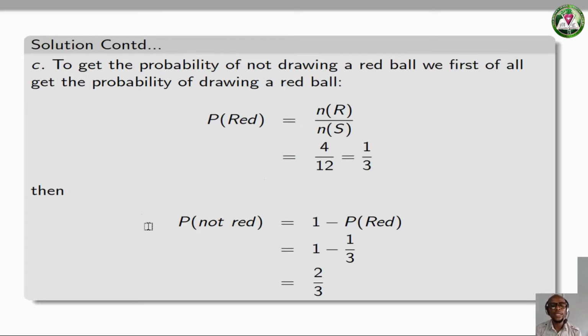Then going to the main question, which asks for the probability of not picking a red ball. The probability of not picking a red ball is going to be 1 minus the probability of picking a red ball. And the probability of picking a red ball is 1 over 3. That means probability of not red equals 1 minus 1 over 3, which is 2 over 3. So the probability of not picking a red ball is 2 over 3. The main thing here is that when you're asked to find the probability of an event not happening, you first get the probability of that event happening, then subtract it from 1.